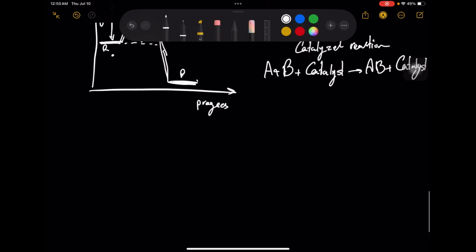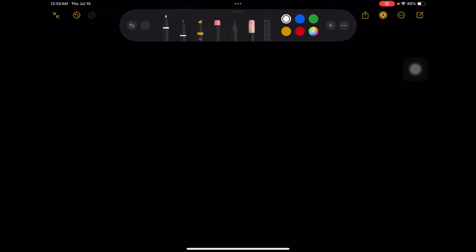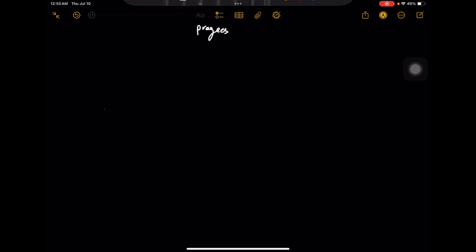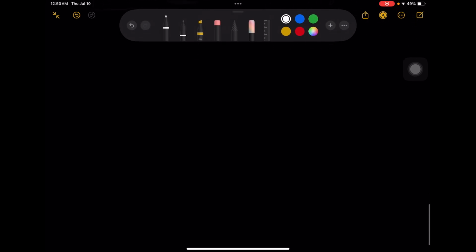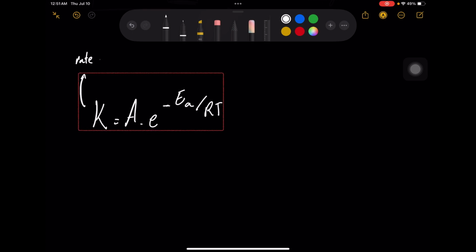So now we go for the Arrhenius equation. It shows the effect of temperature on the rate of reaction. So the equation will be like this. K equals A times e to the power of negative Ea over RT. So what is K? K is the rate constant. What is A? A is the pre-exponential factor.